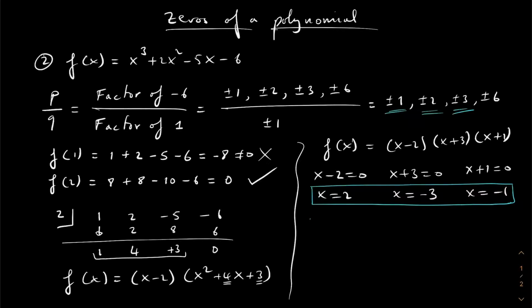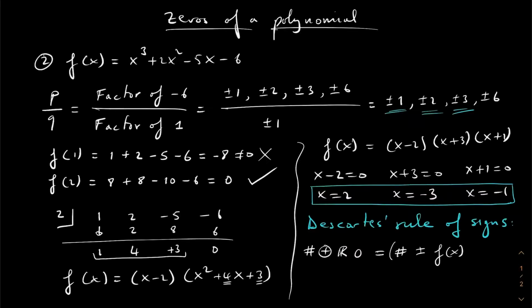And so there's another rule that we can use here to figure out exactly how many positive real zeros we have and how many negative real zeros we have, potentially. And so that's going to be called the Descartes rule of signs. What that says is that the number of positive real zeros for the polynomial is going to be equal to the number of sign changes in f of x, or that number minus a multiple of 2.